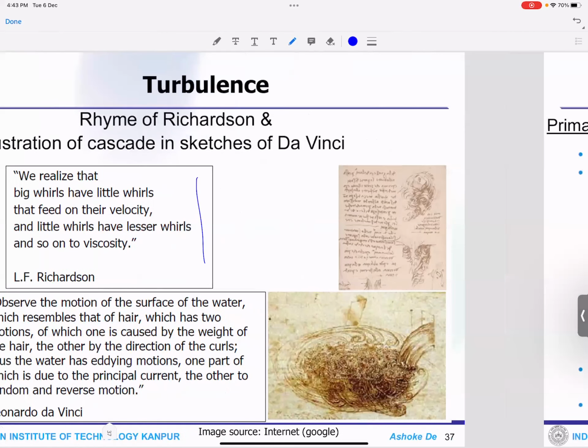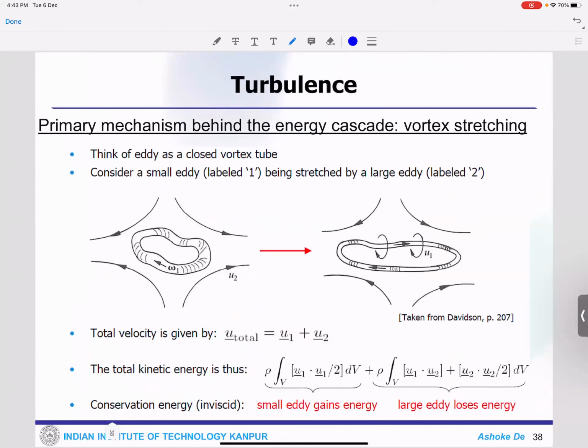Now, when you talk about the primary mechanism behind the energy cascade, as I said, it is vortex stretching. If you take an eddy as a closed vortex tube like here, and you label that as level 1, and then when it is getting stretched, it takes a shape like this. You can think about a flexible tube made of rubber or things like that. When it's stretched, or you can think about a balloon, when you pressurize it, it elongates.